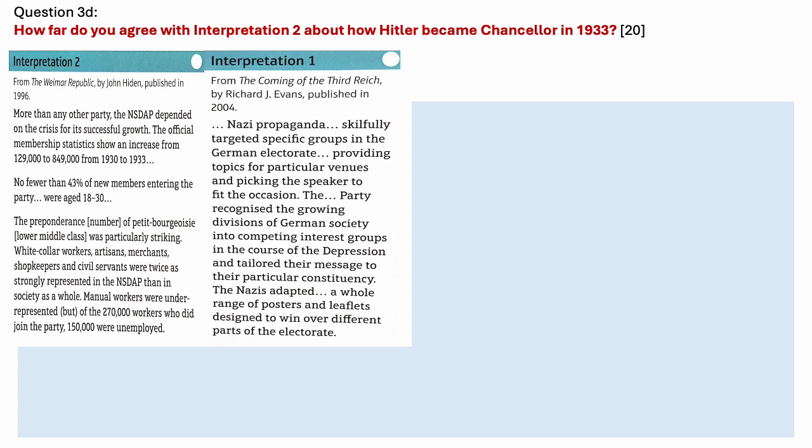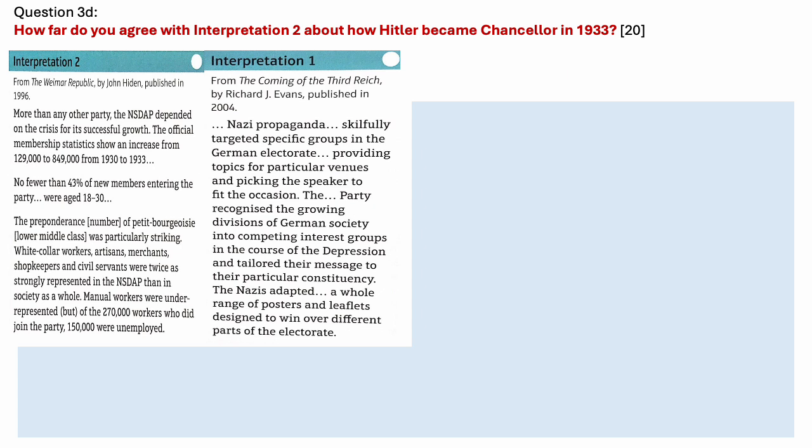So then we have the 20 marker, which might sound scary because it's 20 marks. It's 16 plus 4 SPAG. So you need to try and make sure that your SPAG and your quality of written communication is good. But it's going to ask you, how far do you agree with interpretation 2 about how Hitler became Chancellor in 1933? So as we've said already, we know that this is about Hitler becoming Chancellor, the whole of section B. We've read the interpretations already for several questions, so we can get straight into it.